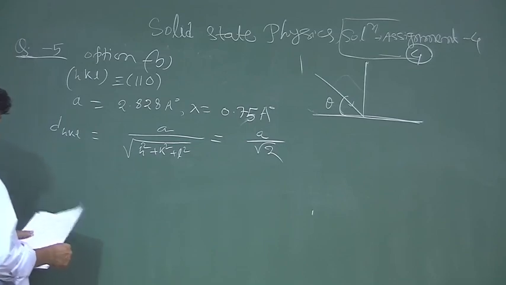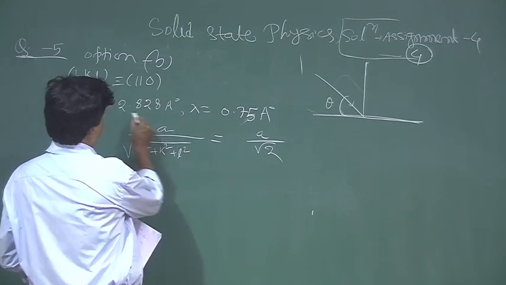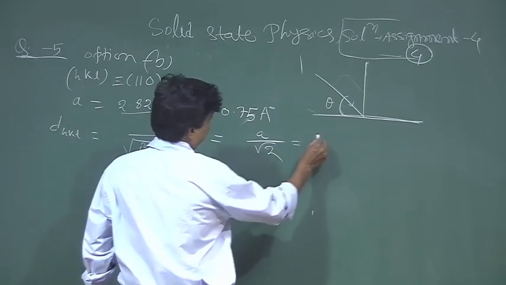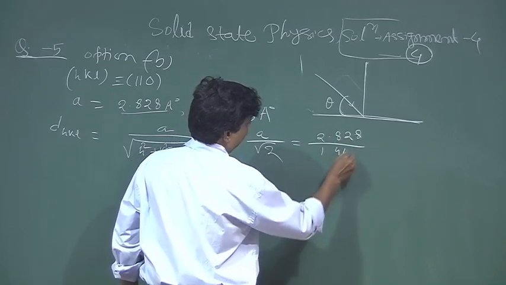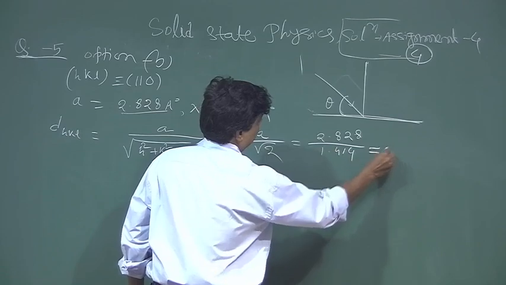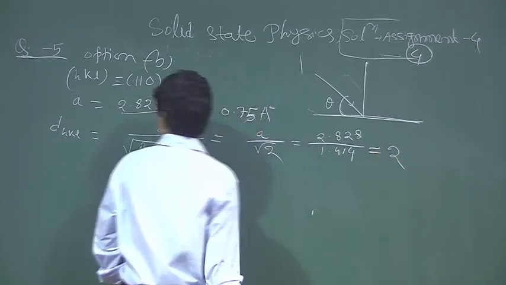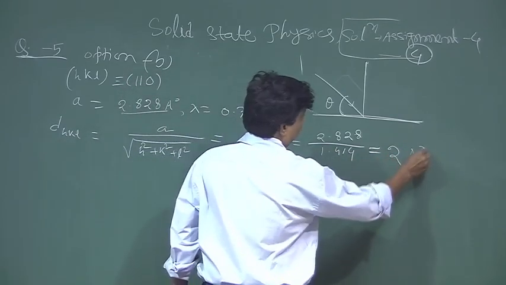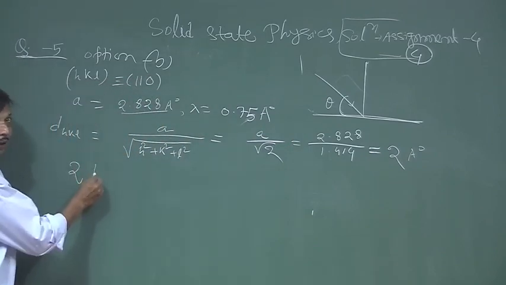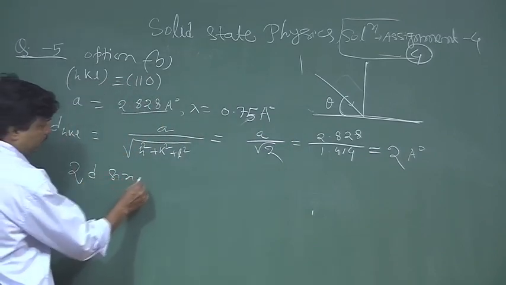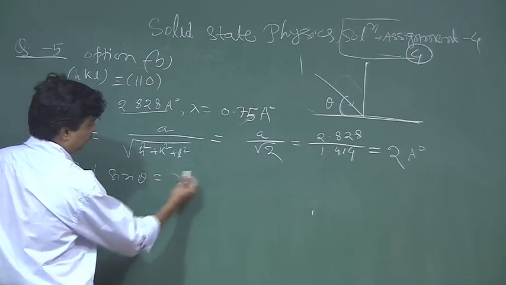Thus, now apply this: a is given, 2.828 by 1.414, it is coming simply 2. So, your d is coming 2 Angstrom. Now, 2d sin theta is equal to n lambda. So, next you apply this formula, 2d sin theta is equal to n lambda.